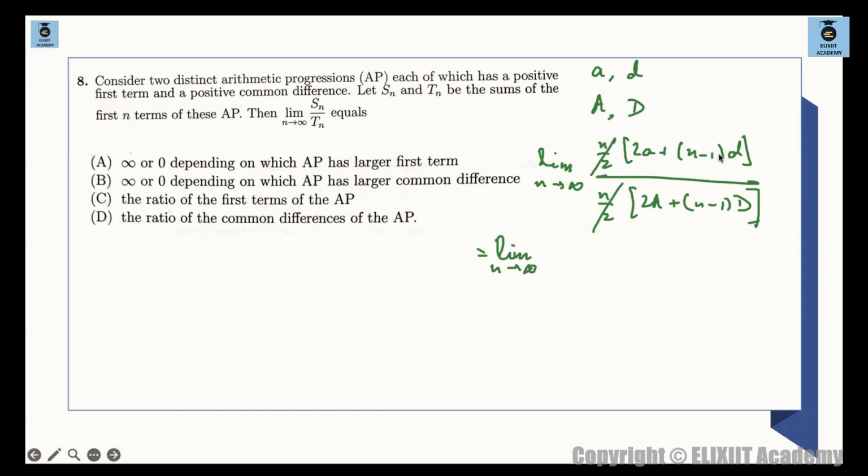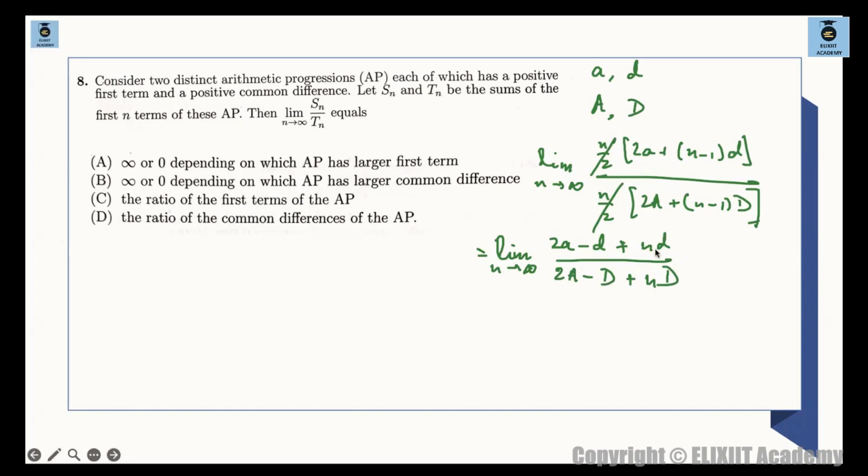We are having 2a plus nd. So if you simplify this, we are having 2a minus d plus nd. And similarly here also we are having 2a minus d plus nd. Okay, so you can clearly see over here, you can directly see the answer if you know the shortcut.